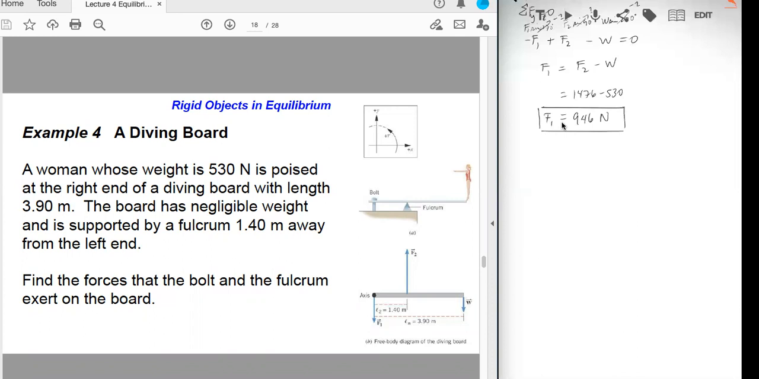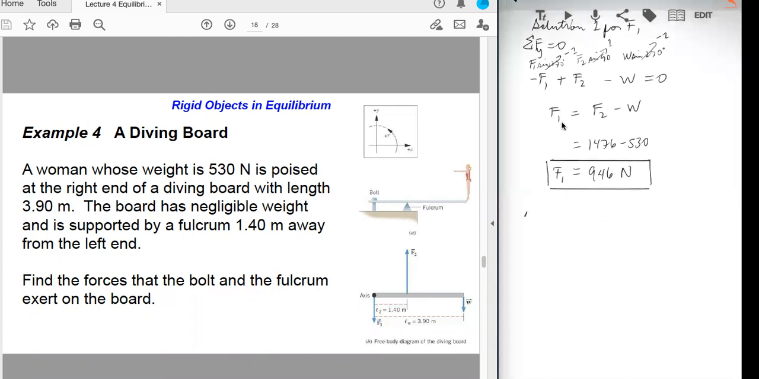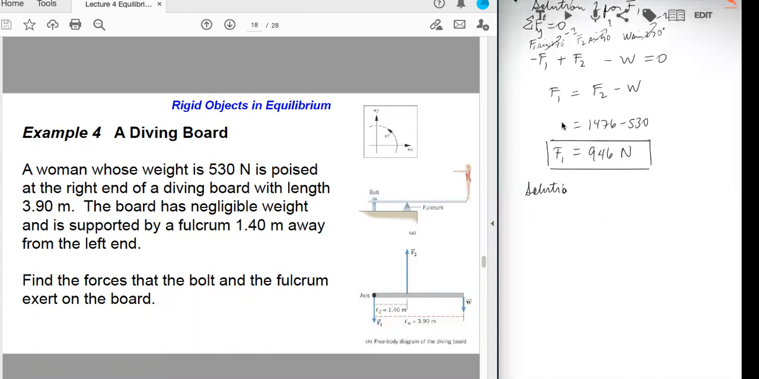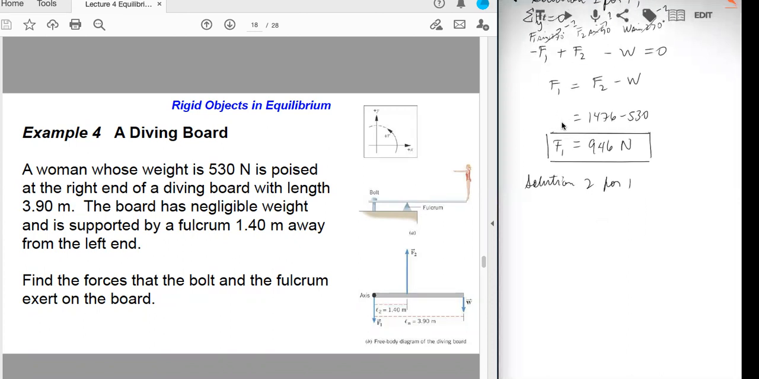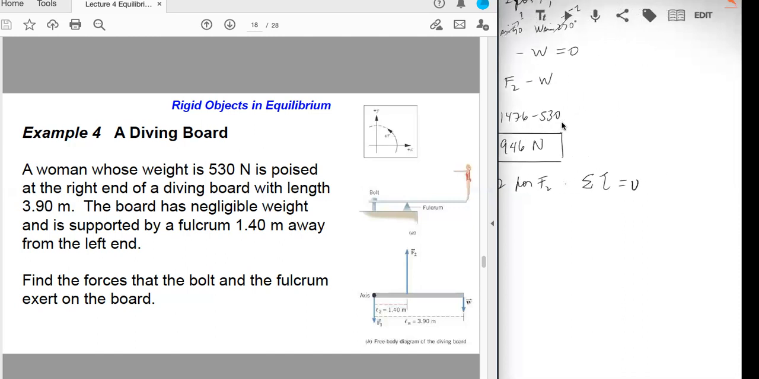So, solution 1 for F1, and solution 2 for F2. Two solutions. This time we will use the summation of all the torque equal to 0.